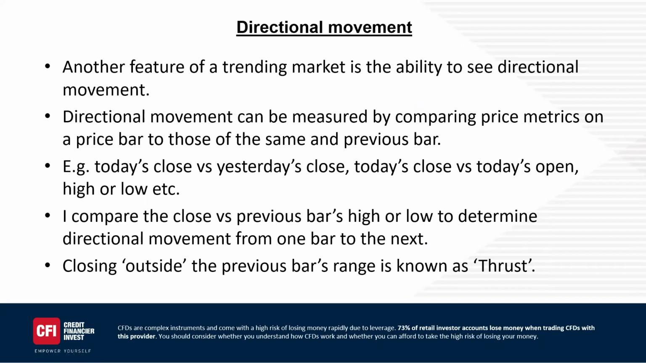Now I'm going to talk a little bit about directional movement. Another feature of a trending market is its ability to show directional movement. That really is the definition of a trend: directional movement. Directional movement can be measured in a number of different ways. You can measure it by comparing the price metrics on a bar to those of the previous bar. As an example, compare today's closing price against yesterday's closing price. That would be the net change from yesterday to today.